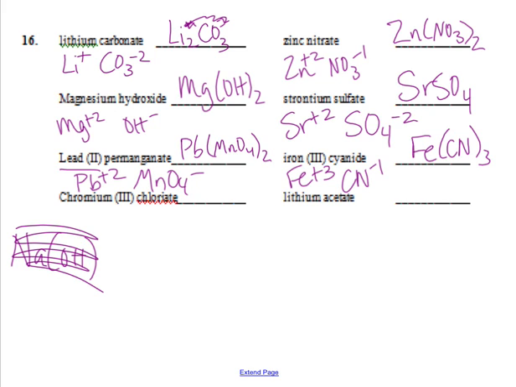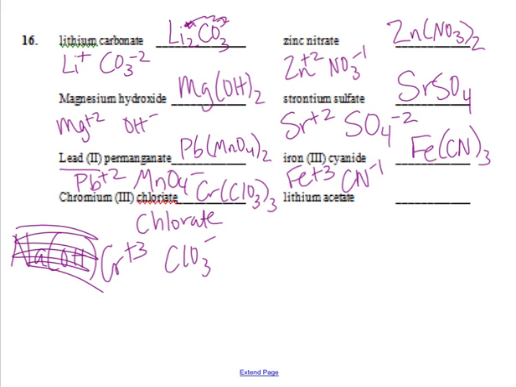Okay. All right, chromium(III) chlorate. It's chlorate. All right, so chromium is a +3 because they're telling us. What's chlorate? Think of the pattern. ClO3 minus. So what would my formula be? Cr(ClO3)3.